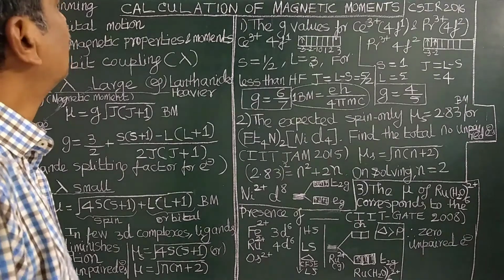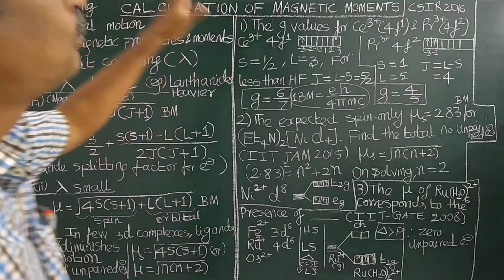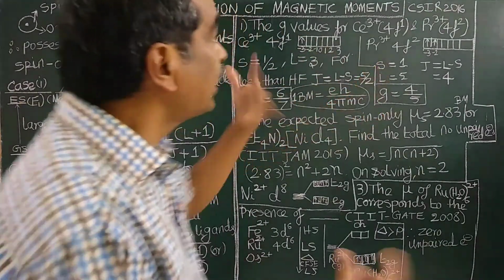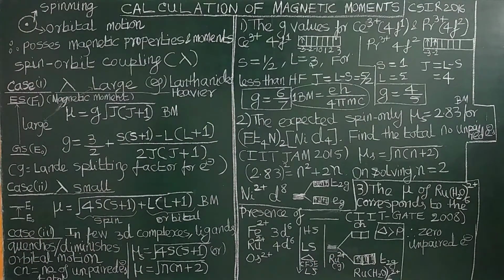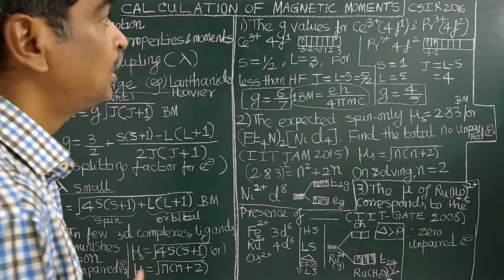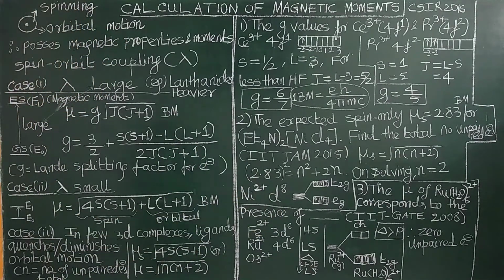Good morning. Today let us study the calculation of magnetic moments, how the magnetic moments of coordination complexes are calculated. This is very important. Many questions are asked in JAM and CSIR etc. It is very simple. There are three formulas I have given here.